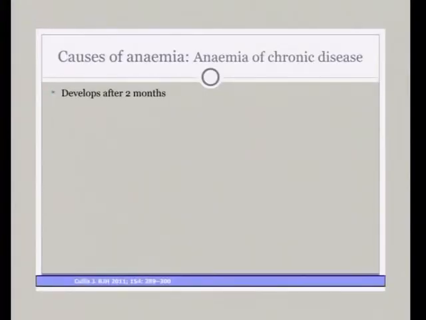Then, in terms of anemia of chronic disorder, which is obviously the most prevalent, it develops after 2 months. It's a mild hemoglobin reduction, 8 to 12 grams per deciliter. It's well tolerated. It is not progressive. These people are very seldom symptomatic.